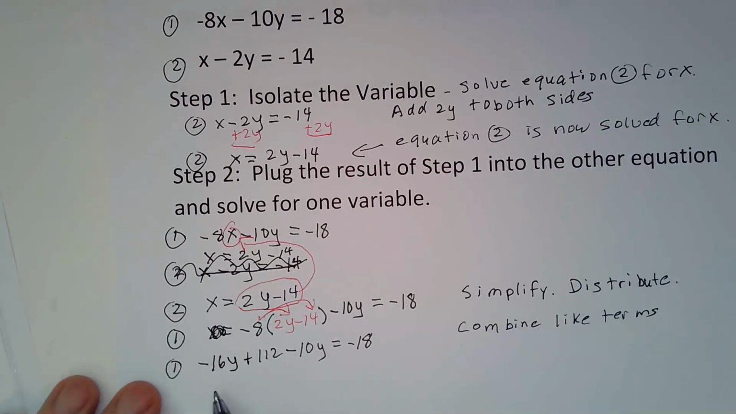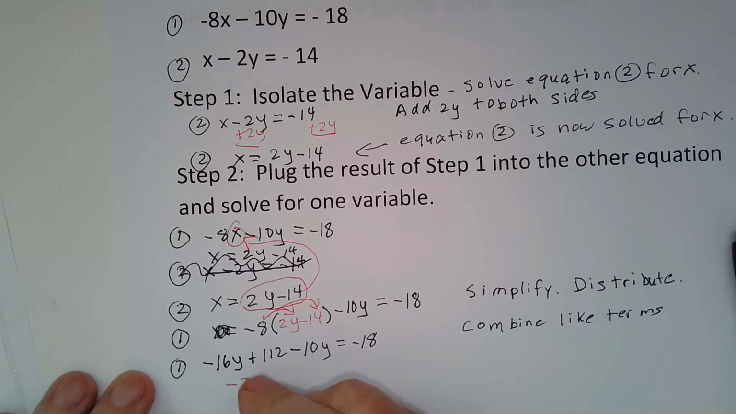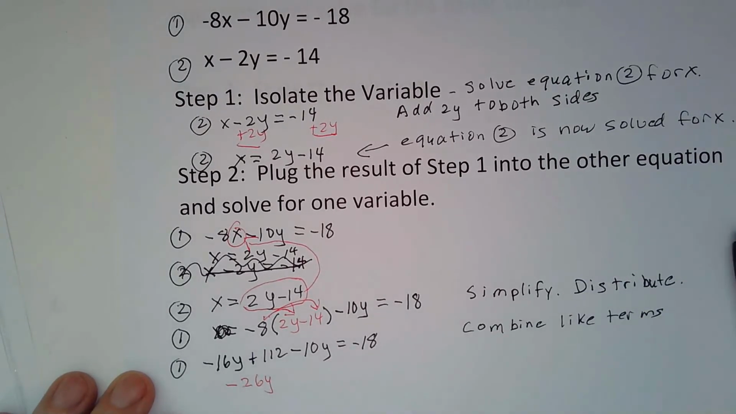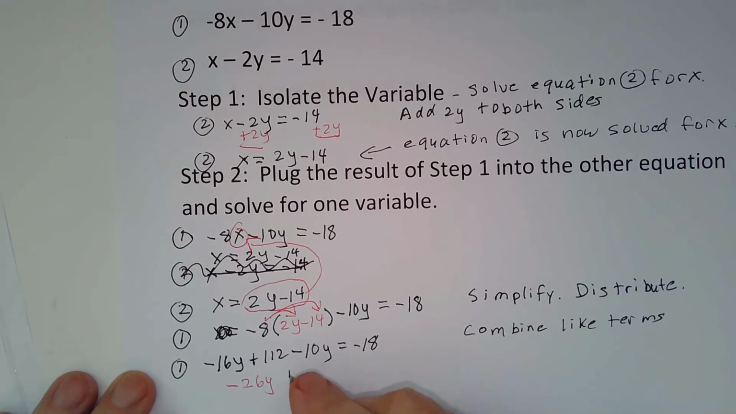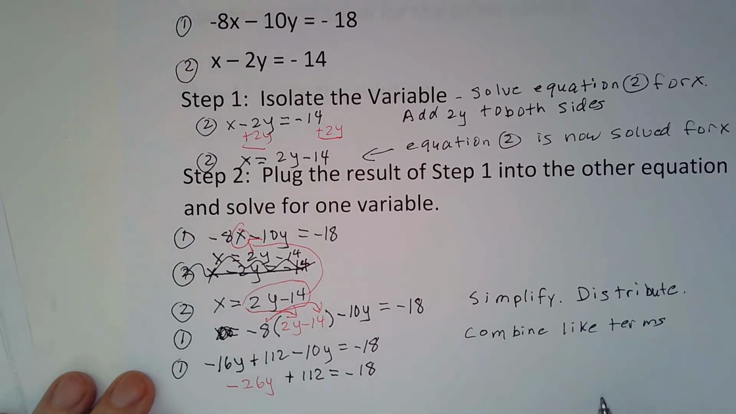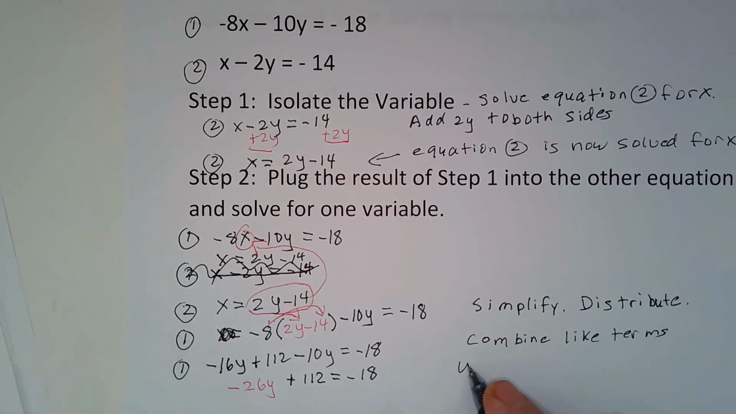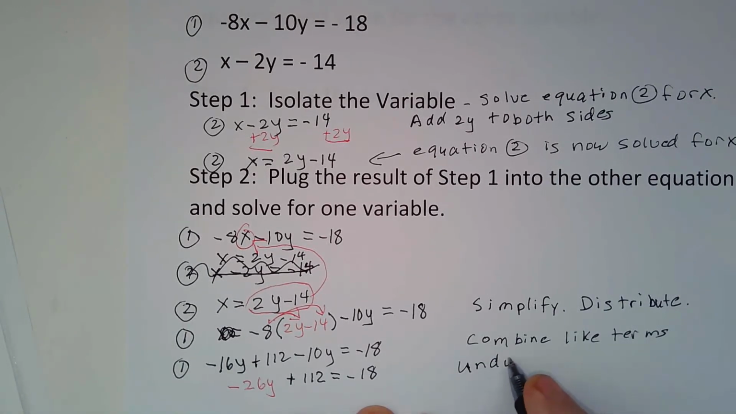So you'll notice you have negative 16y, negative 10y. That becomes negative 26y. I'll put that in red. Negative 26y plus 112 equals negative 18. All right, and so now we're going to undo. And that, in this case, means we're going to subtract 112 from both sides.